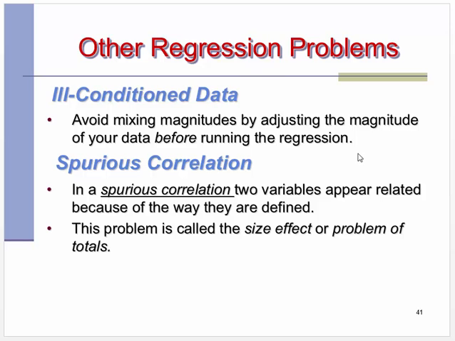And there's also the issue of spurious correlation. In a spurious correlation, two variables appear related because of the way they are defined. This problem is called the size effect, or the problem of totals. Okay?